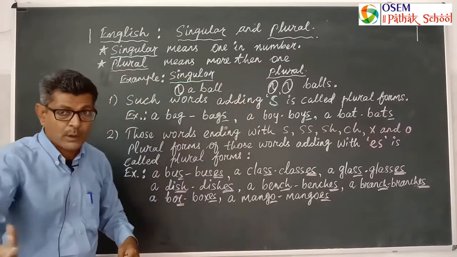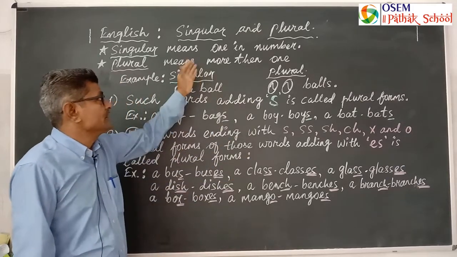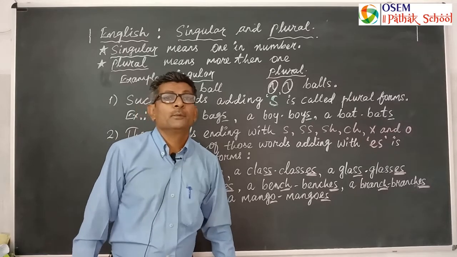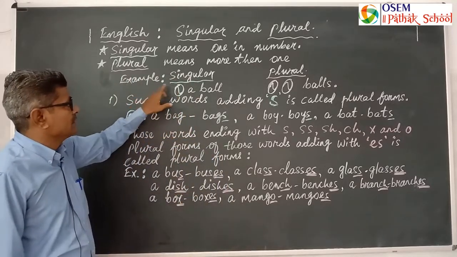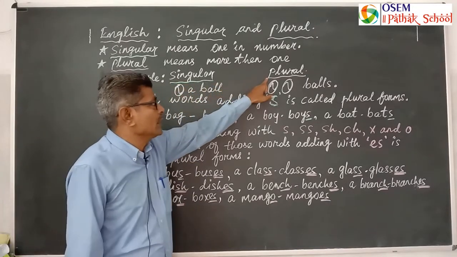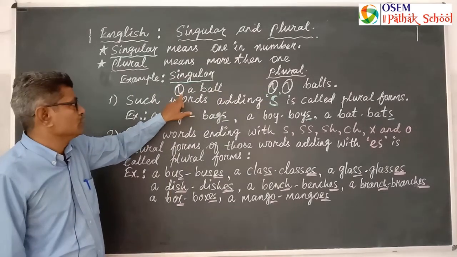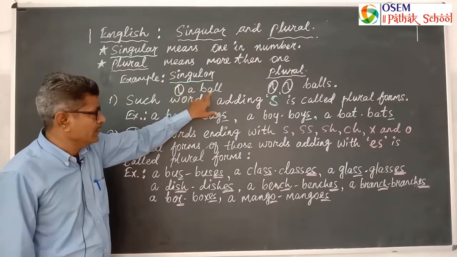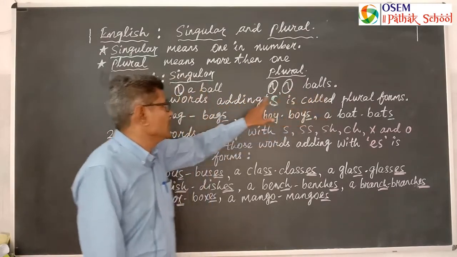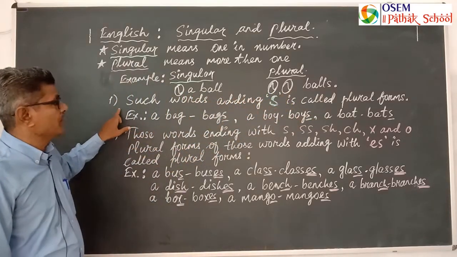So more than one. अगर कोई एक ही चीज है तो वहां पे singular, and एक से ज्यादा कोई भी चीज है तो वहां पे plural. For example, I have given an example along with a picture. This is singular, plural. Ball. I drew one ball here, so a ball. Two balls are there, so balls. Ball, balls.